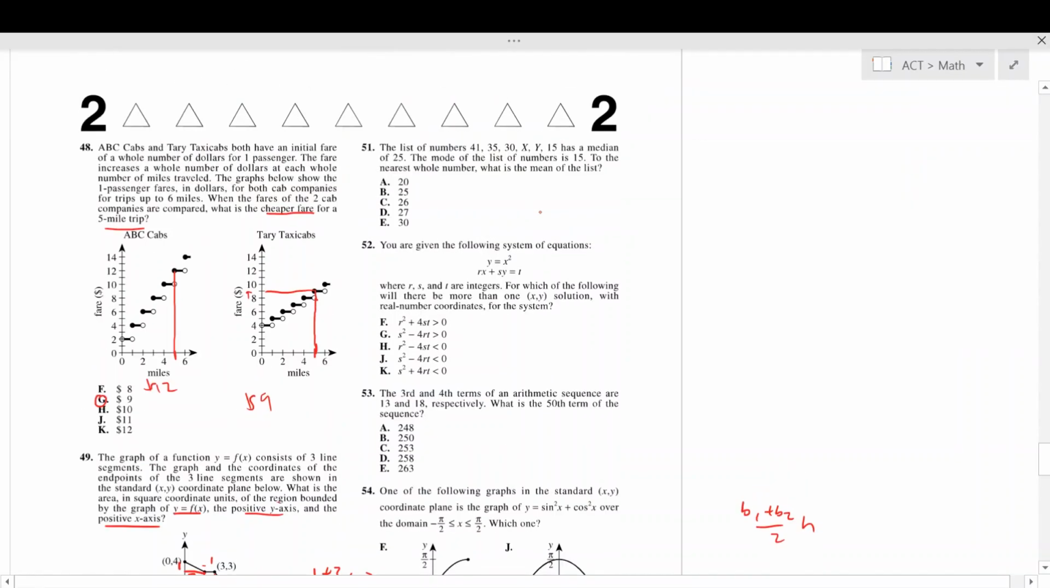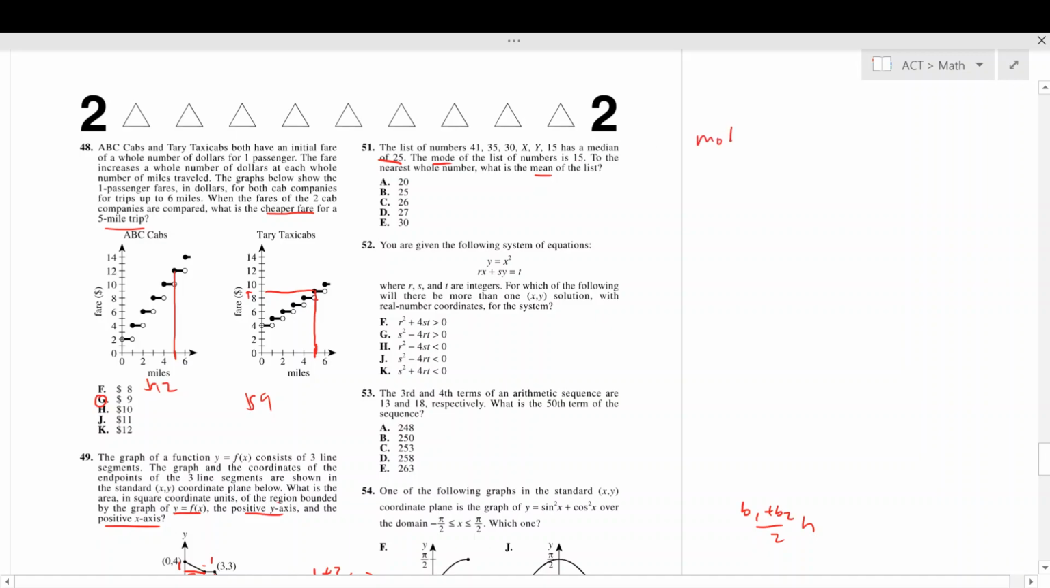This list of numbers has a median of 25. Remember, median is the middle number. We have to order the numbers from least to greatest, and then we find the middle number. The mode is 15. Remember, the mode is the number that occurs most often. Then the mean of the list is rounded to the nearest whole number. So this question is testing median, mode, and mean.